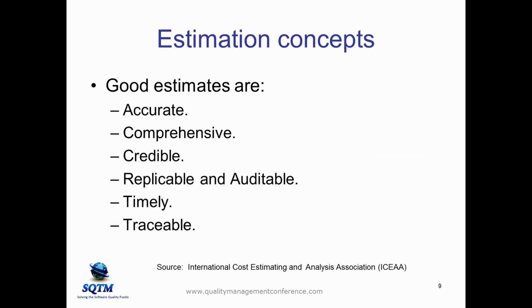Now, when we look at estimation, what we find is that if I go back to the ICEAA measures of goodness of an estimate, good estimates are accurate, they're comprehensive, so they cover all the work that needs to be done, they're credible, so you can justify them, you can explain them, and an objective person would understand and believe what you're telling them. They're replicable and auditable, so there's no magic involved. Somebody else can come by, follow the steps that you followed, and end up with the same answer that you ended up with.